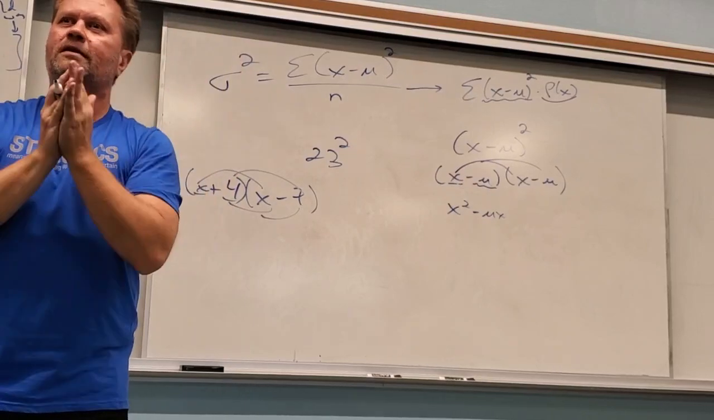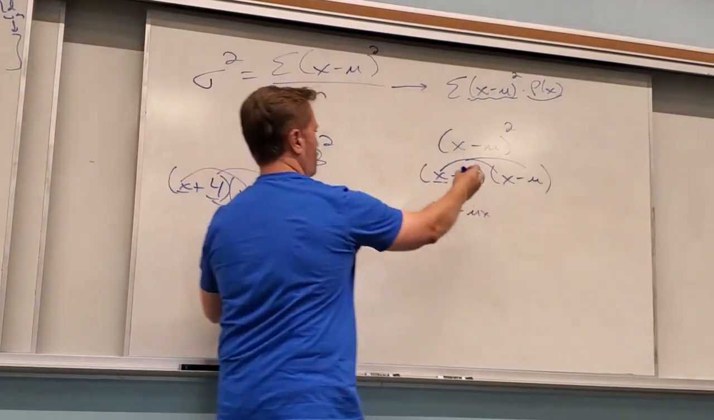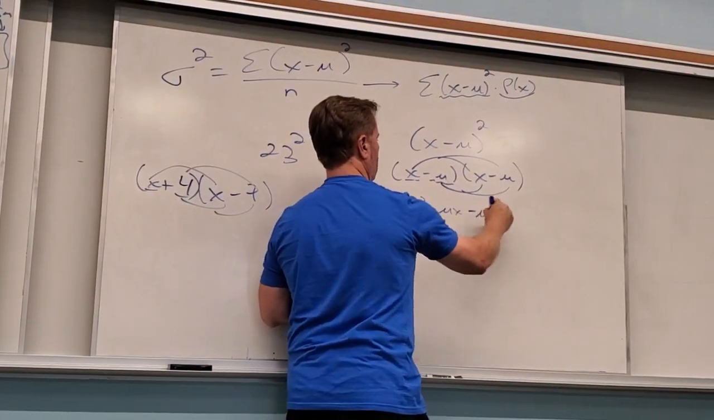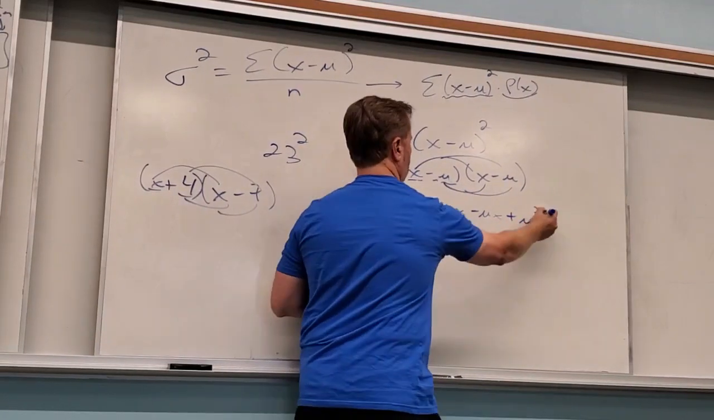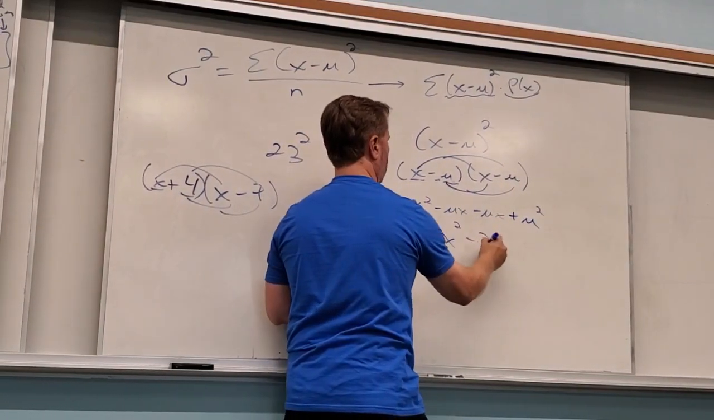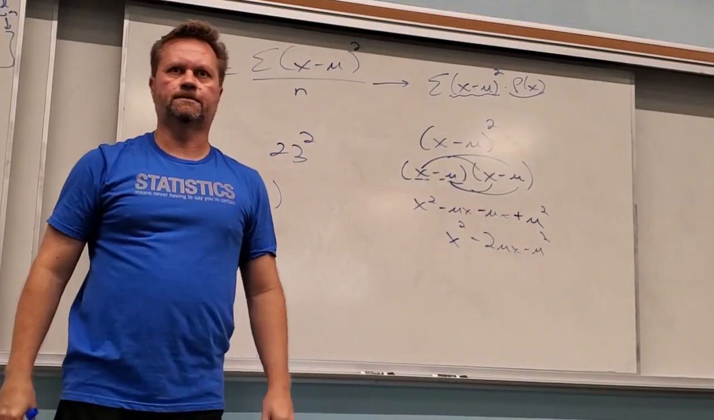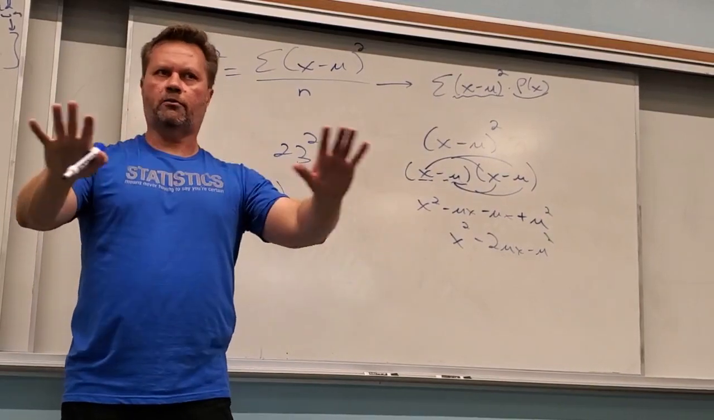I personally don't like it. So x squared minus mu x. Now the negative mu gets a turn, right? Negative mu x. Negative mu times negative mu is plus mu squared. So then I get this business: x squared minus 2mu x plus mu squared. Very exciting, right? You all look appropriately excited.